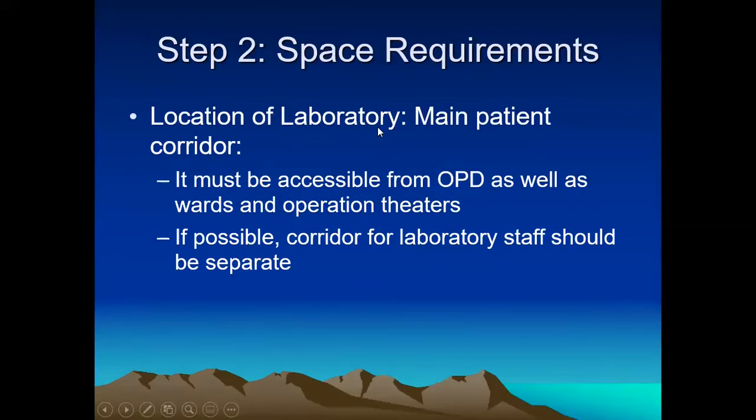So what is the location of laboratory? It should be in line with the main patient corridor. It must be accessible from OPD as well as wards and operation theaters because samples come from operation theaters, wards and OPD. If possible, corridor of laboratory staff should be separate.